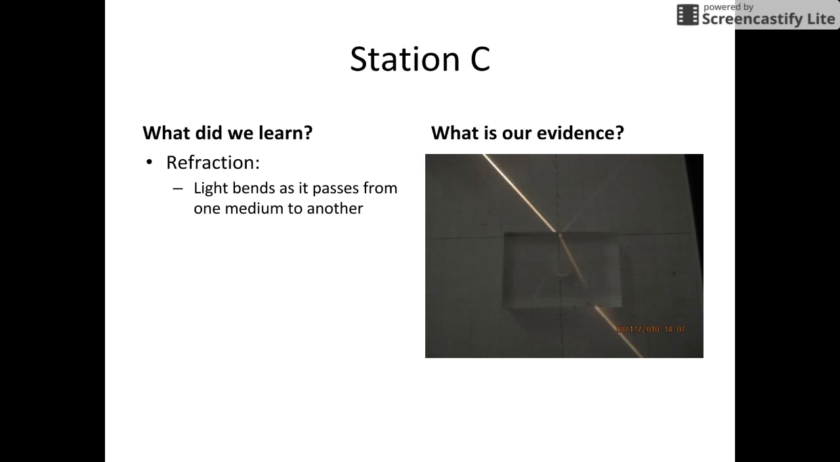Because the two sides of the block are parallel to each other, the two beams of light, the incident and the refracted or exiting beam of light, are parallel to each other, but they don't line up with each other. They're clearly offset a little bit.